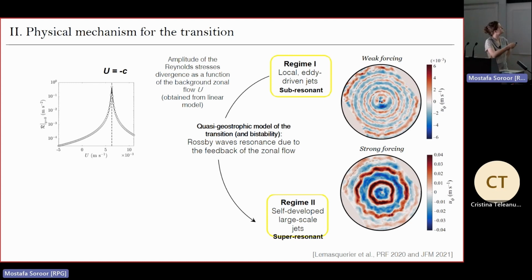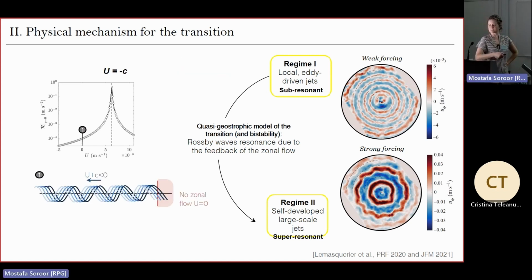So to illustrate this, again, I took my linear QG model. I computed the Reynolds stresses divergence amplitude as a function of the background zonal flow, U. And I found that it has this Lorentzian shape, which peaks when U, the zonal flow, is equal to the opposite of the phase speed of the wave.